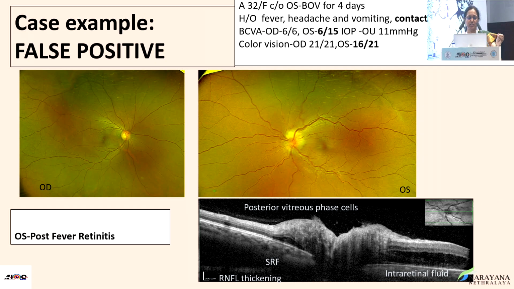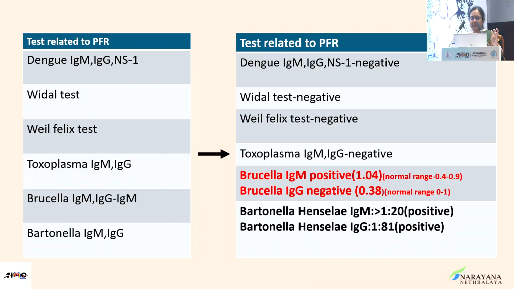Here we see a false positive. Here again is a patient who presented with blurring of vision since 4 days. She gave a history of fever, headache and vomiting, and also a history of contact with a pet cat which was unwell and on treatment by the veterinarian. Visual acuity was decreased. Here we could see retinitis lesions in the peripapillary region.